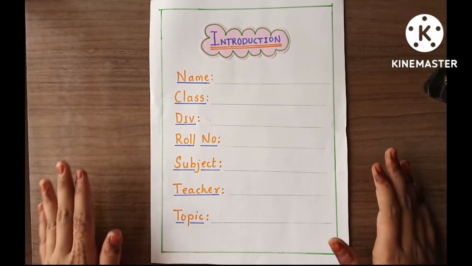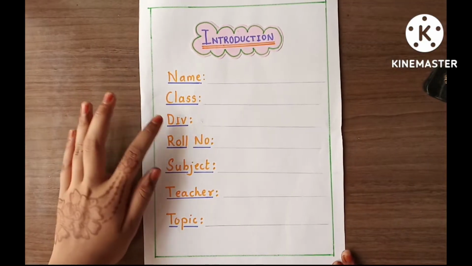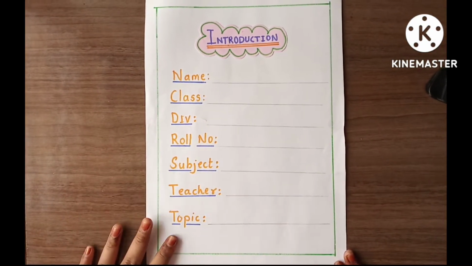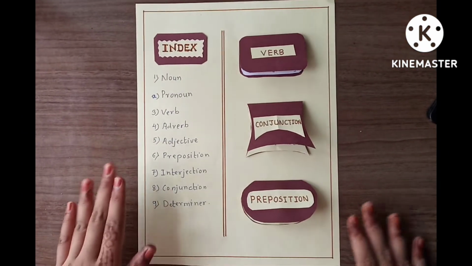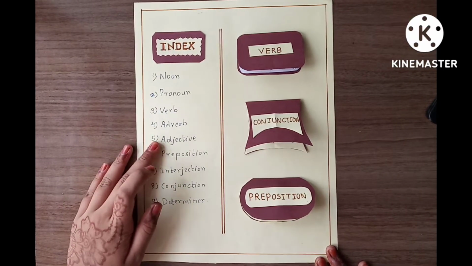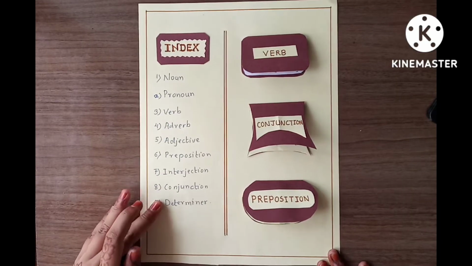So the first page is introduction: name, class, division, roll number, subject, teacher and topic. On the second page there is an index: noun, pronoun, verb, adverb, adjective, preposition, interjection, conjunction and determiner.